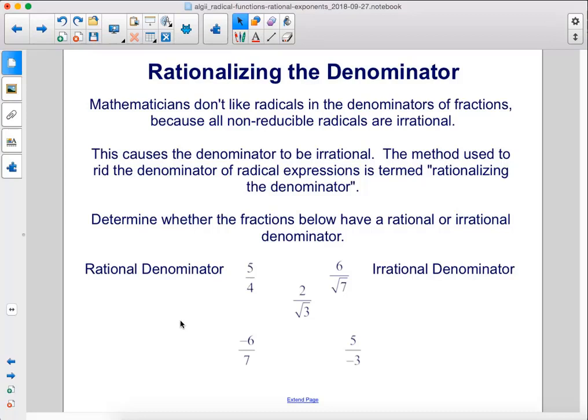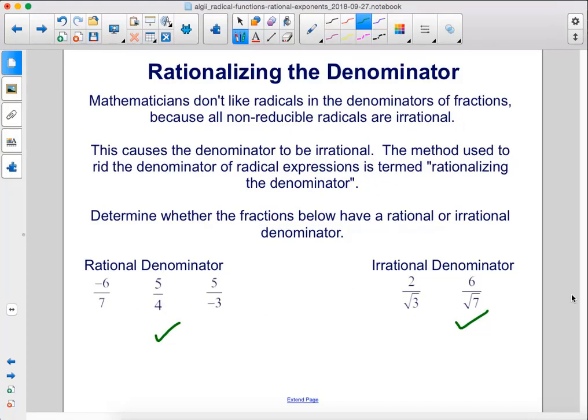Determine whether the fractions below have a rational or irrational denominator. Alright, so 5 over 4. 4 is a rational number, so that has a rational denominator. But 6 divided by the square root of 7 has an irrational denominator since there's a radical in the denominator. So this one's also a rational denominator, this one is a rational denominator, and so is that one.